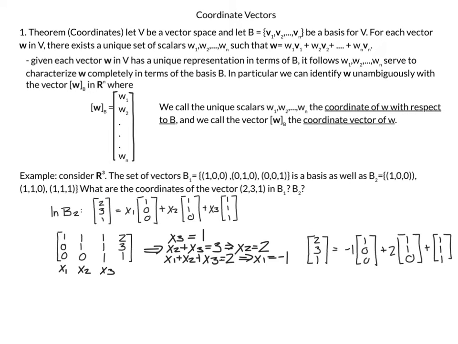I can plug that in. So 2, 3, 1 is equal to negative 1 times 1, 0, 0, plus 2 times our 1, 1, 0, and 1 times our 1, 1, 1. And you can see this calculation works out.